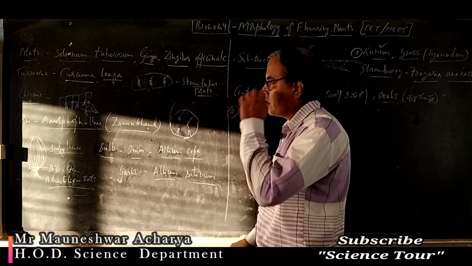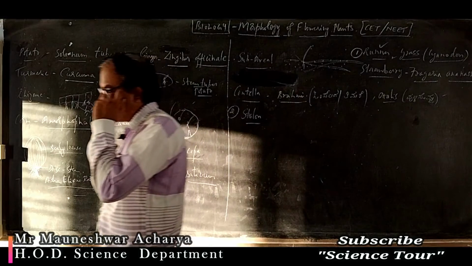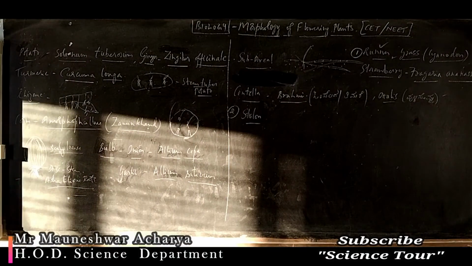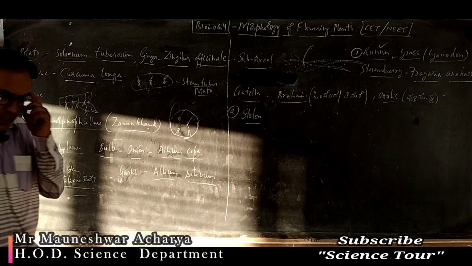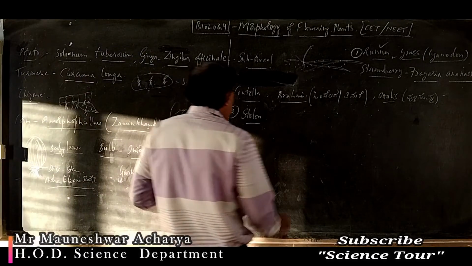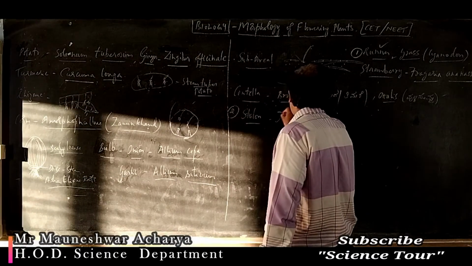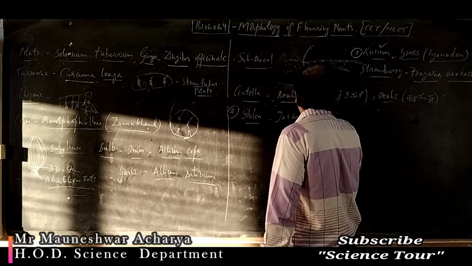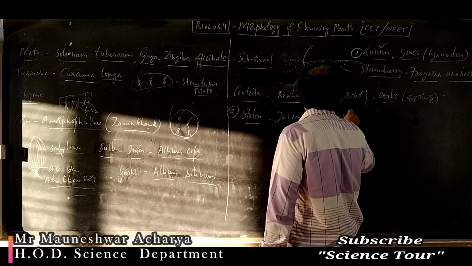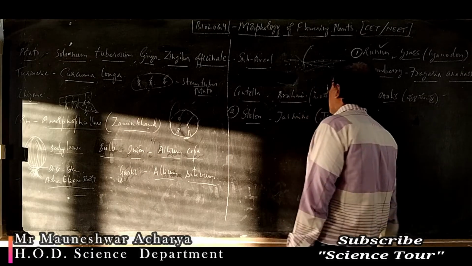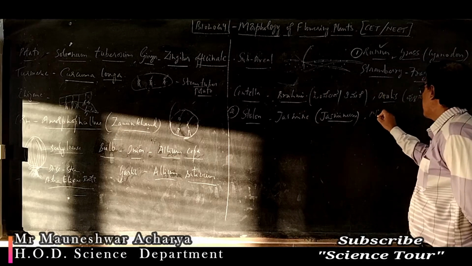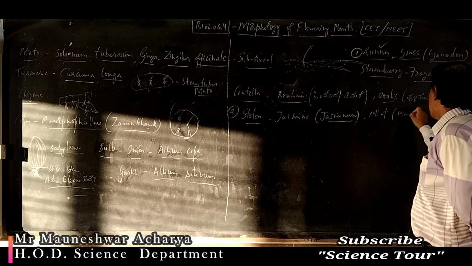Stolon is another modification, subaerial modification of the stem. In case of jasmine, the scientific name Jasminum. Then in case of mint, the scientific name Mentha.